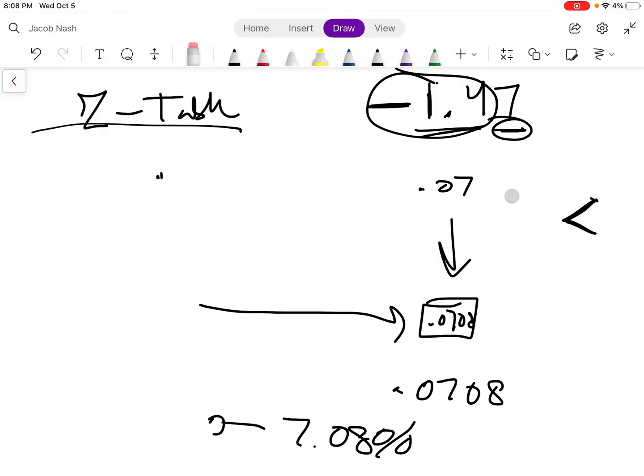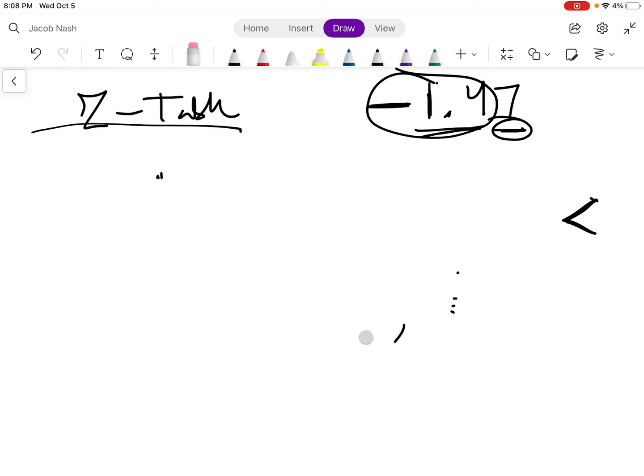Any day now, I'll finish erasing this, okay?